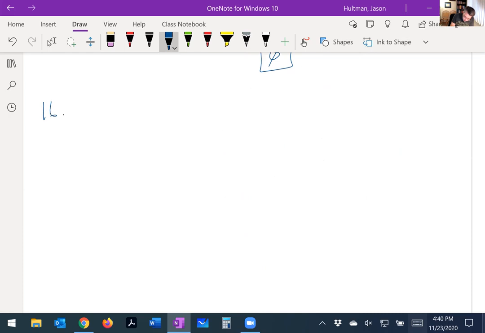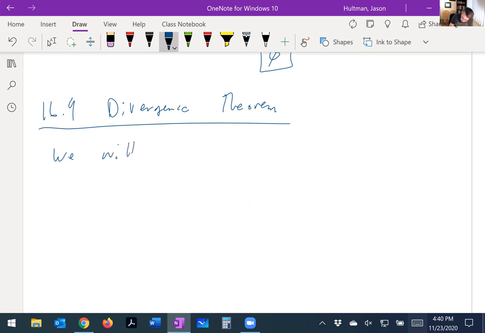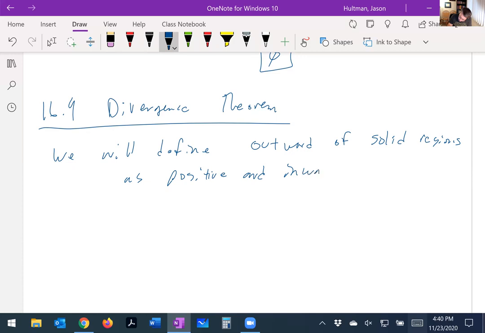Okay, 16.9. The divergence theorem. Okay, so we will define outward of solid regions as positive and inward as negative.